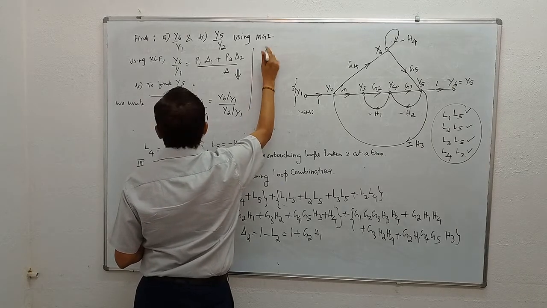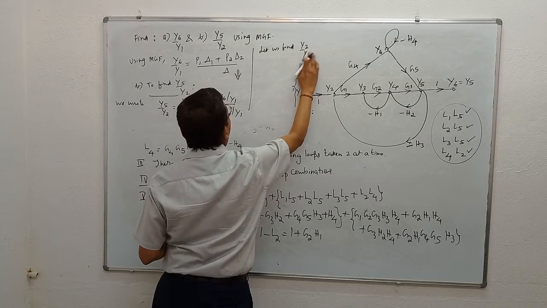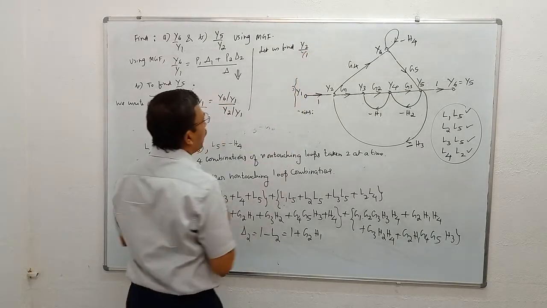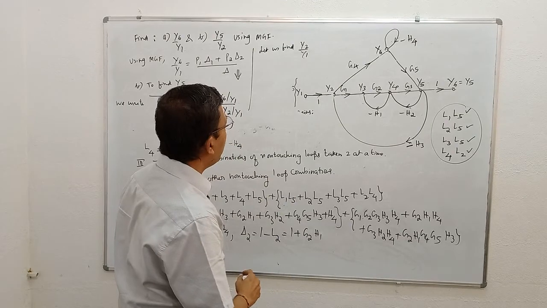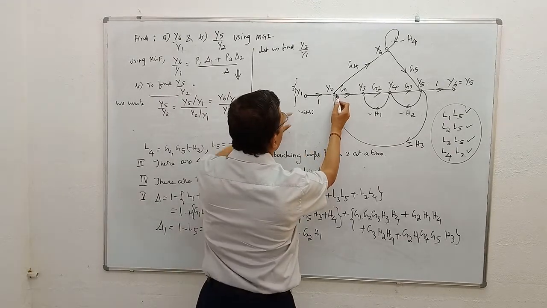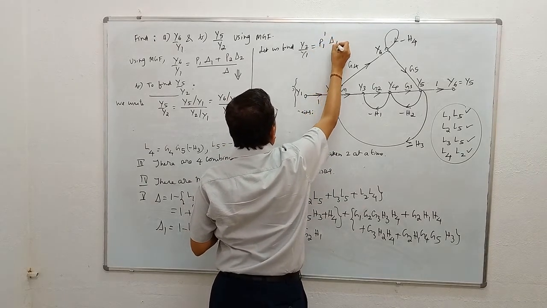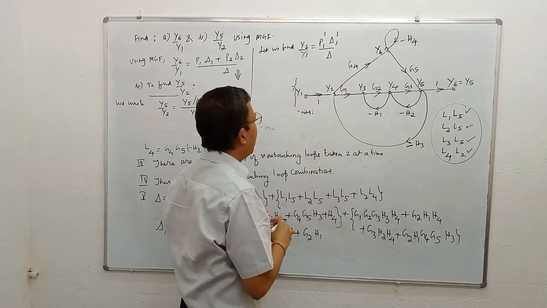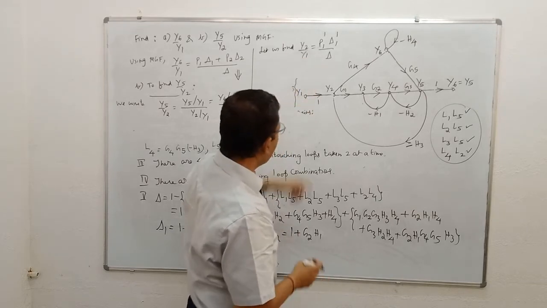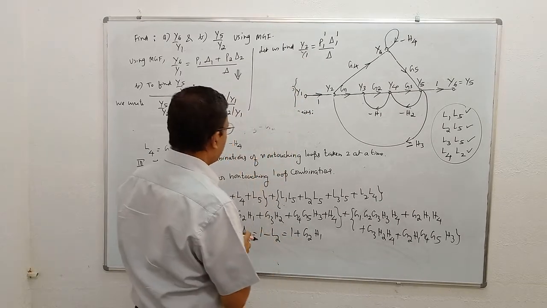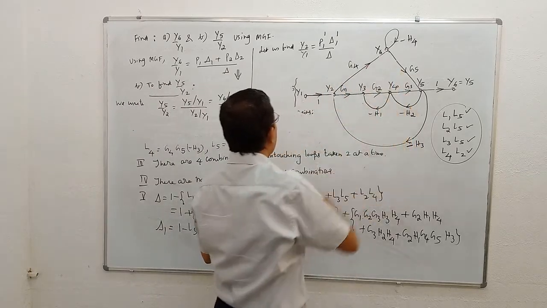Let us find y2 divided by y1. If you take y2 as the output, how many forward paths are there? Only one forward path. So y2 by y1 is equal to p1 dash into delta 1 dash divided by delta. There is only one forward path whose gain is 1. P1 dash is 1. What is delta 1 dash? Delta doesn't change. Loops and their combinations will not change. Delta 1 dash will change.